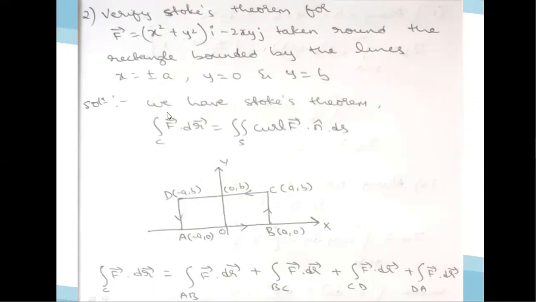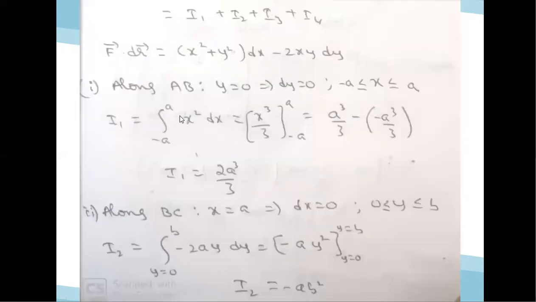First, we shall find the value of the LHS integral, that is the integral over the curve C of vector f dot d vector r. This curve is taken as along AB, along BC, plus along CD, plus along DA. So this closed curve is divided into 4 line segments, and along these lines we are going to find the line integral. All these integrals are named I1, I2, I3, and I4. So let us find out each integral separately.